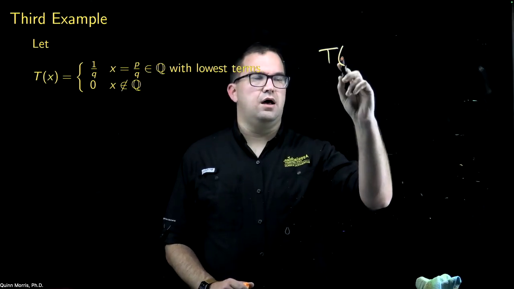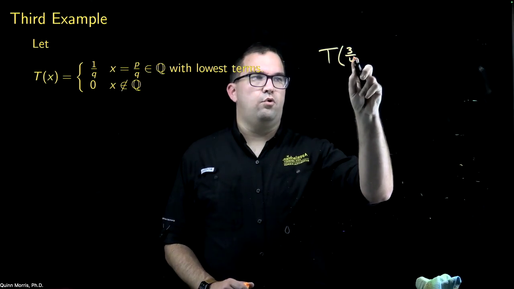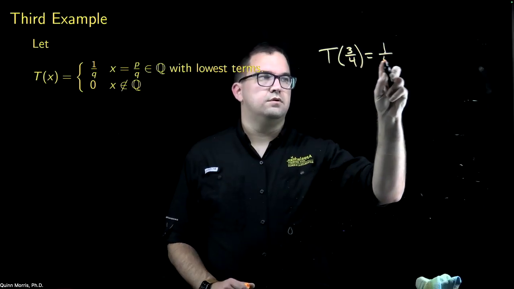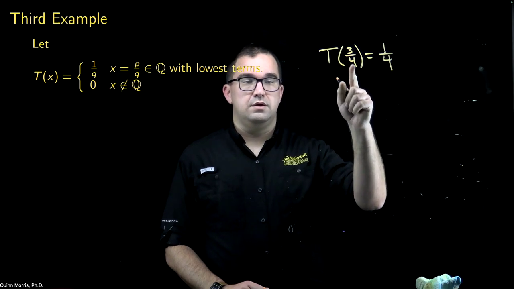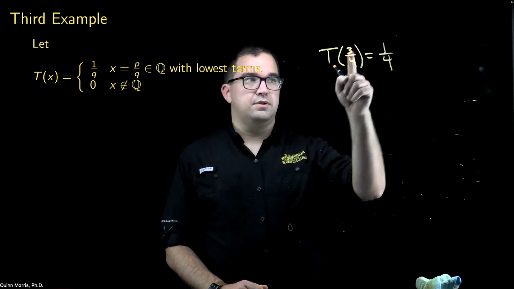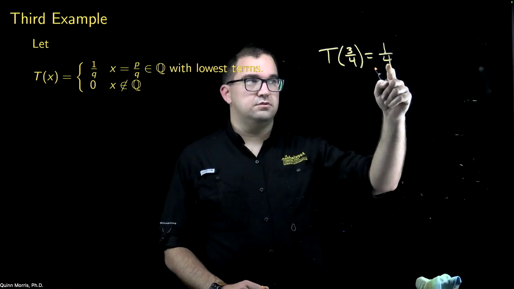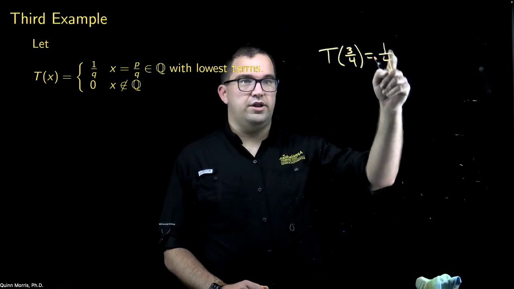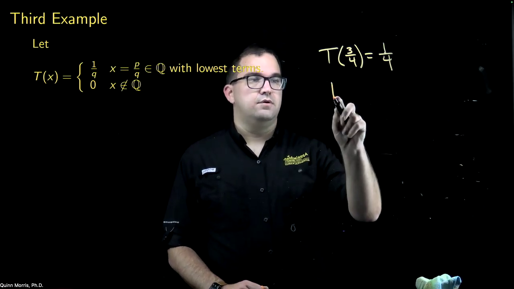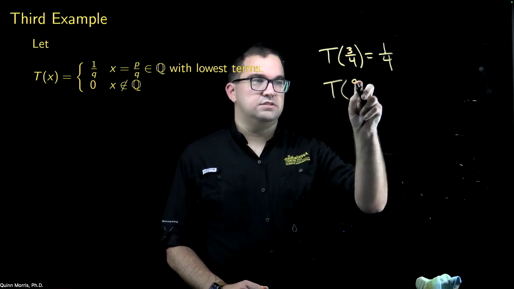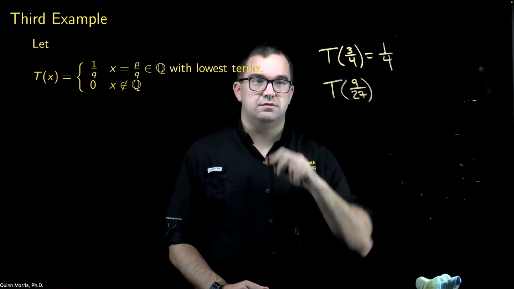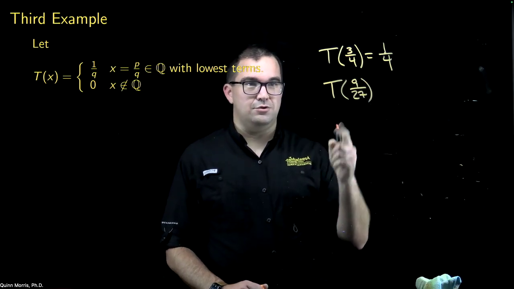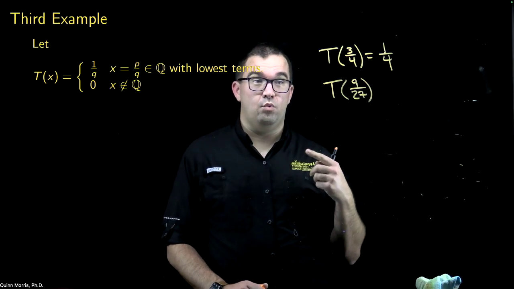So again, t of 3/4 would be 1/4. This is a rational number, right? Since this is a rational number, I'm going to take this in lowest terms and return 1 over the denominator value. If I had t of, say, 9/27, right? So I have to be careful. That's not in lowest terms. Lowest terms would be 1/3.